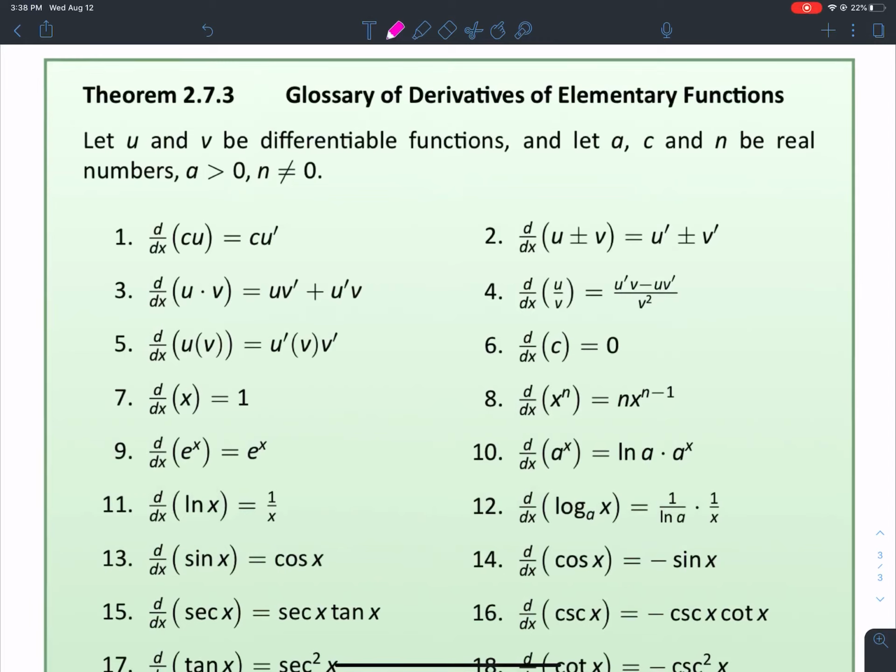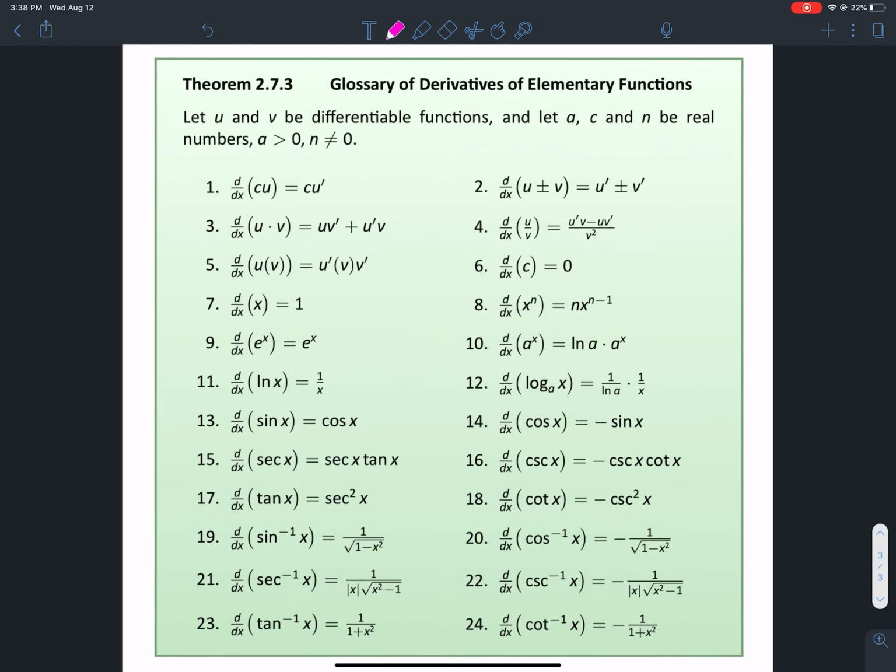So in this video, we're going to talk about a whole bunch of derivatives, okay? There's a big list here of about 24 derivatives that you need to memorize, all right? It's a little overwhelming to look at all in one spot, but a lot of these we've already done before.